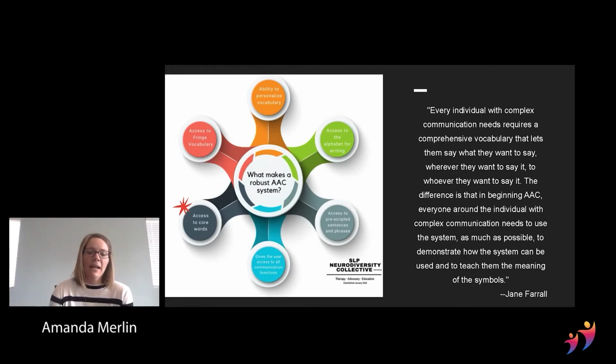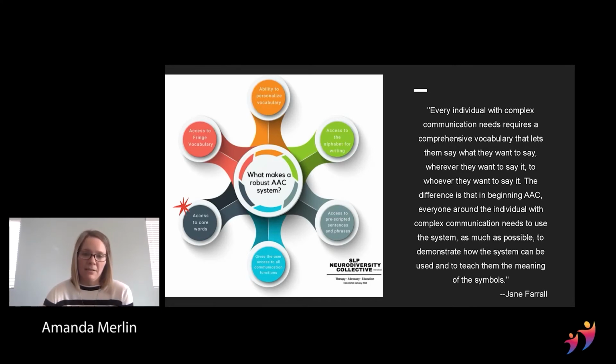And again, these devices should give our users access to all communication functions. They should be able to argue. They should be able to share opinions. They should be able to tell jokes. They should be able to share their emotions and feelings and connect socially when we are teaching AAC and introducing AAC.